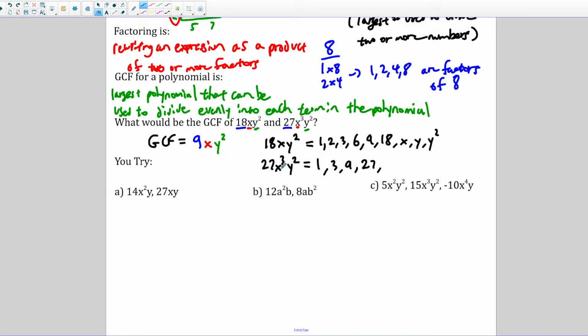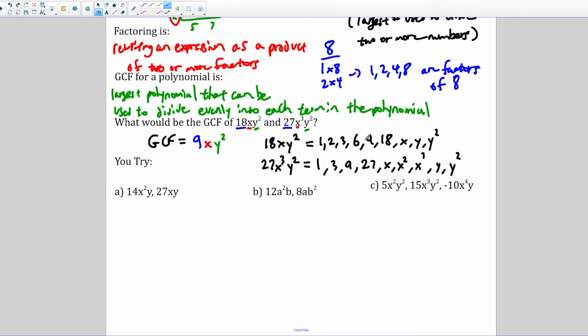Looking at my x cubed, what can I multiply together? Well, I've got x times x times x. I could do x times x squared, or I can do 1 times x cubed. Same thing with the y squared. I can have y times y, or 1 times y squared.